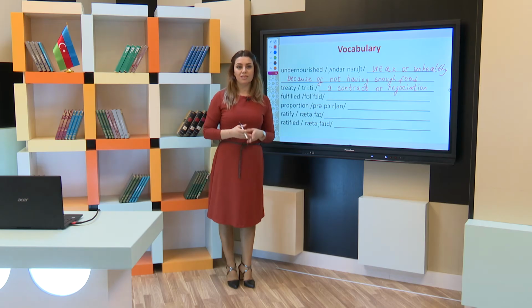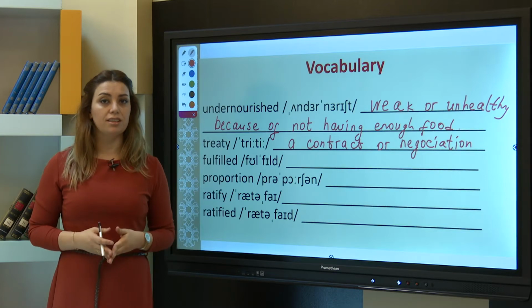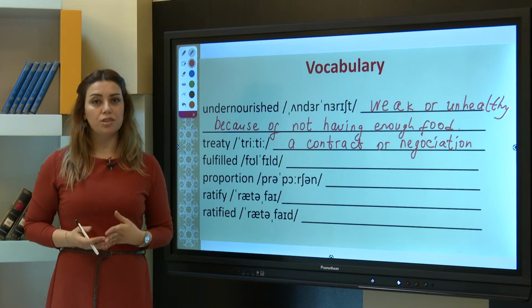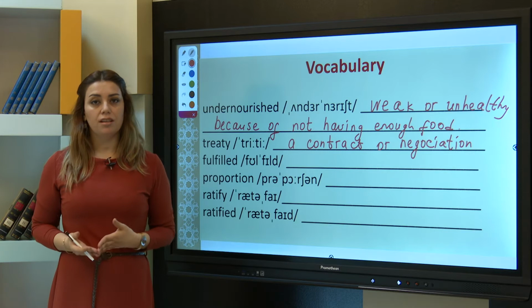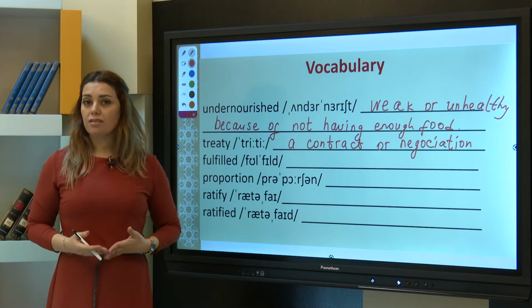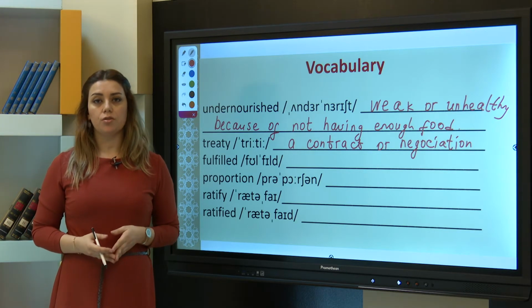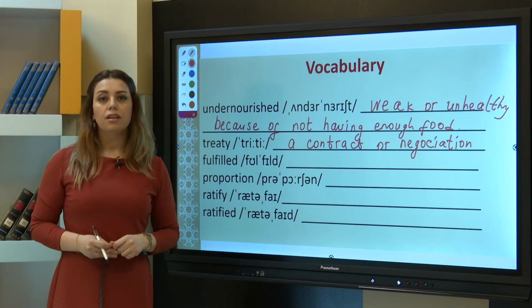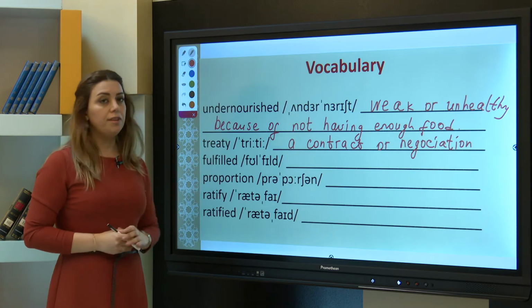I want to give you one example which will make it easy for you to understand. For example, Turkmenchay Treaty or Gülistan Treaty. These are contracts that are signed between the countries. We call them treaty.